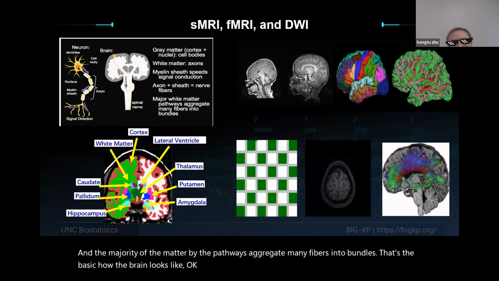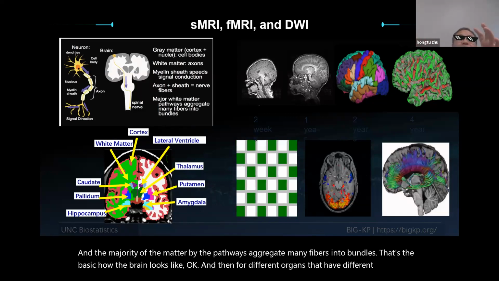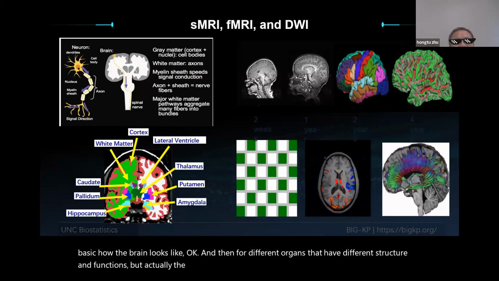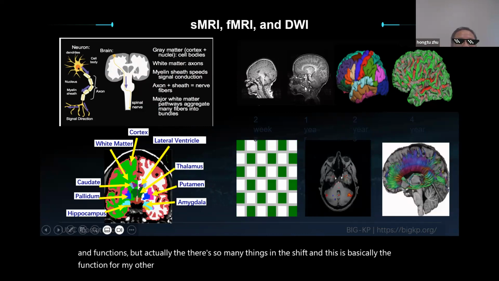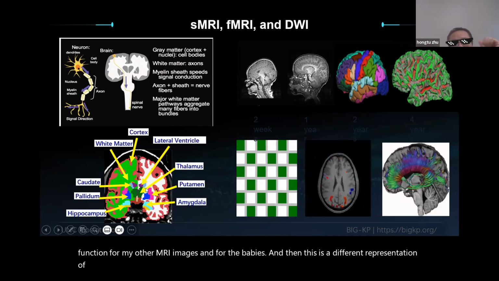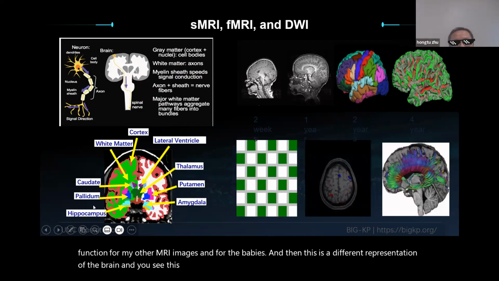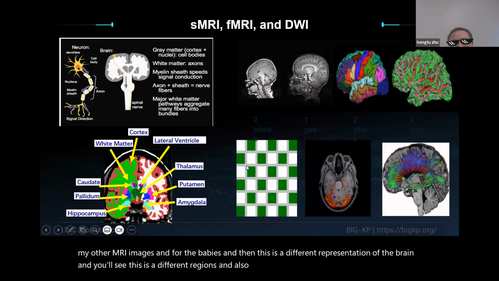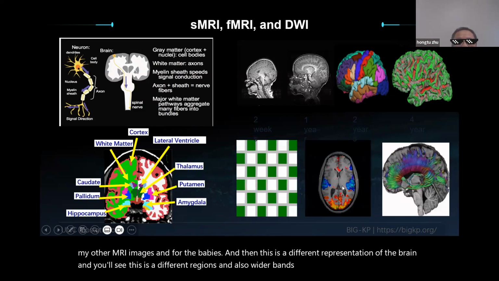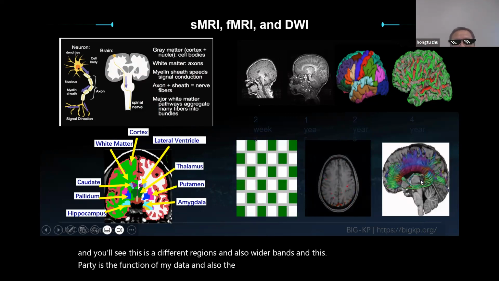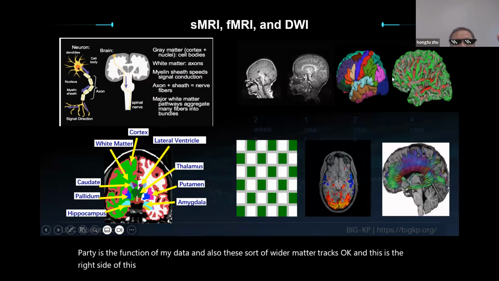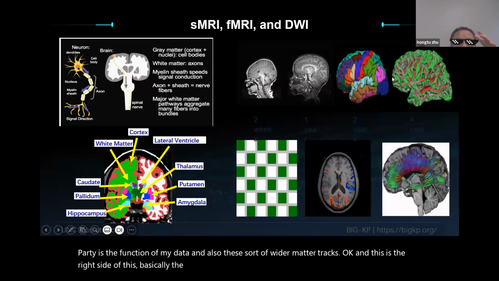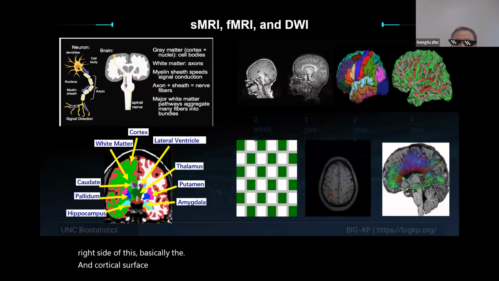Different organs have different structures and functions, but actually many things are shared. This is a function of MRI images for babies. And this is a different population of the brain. You'll see these different regions and also white matter. This part is the functional MRI data, and also these are the white matter tracks. And this is the right side, the cortical surface, and also.